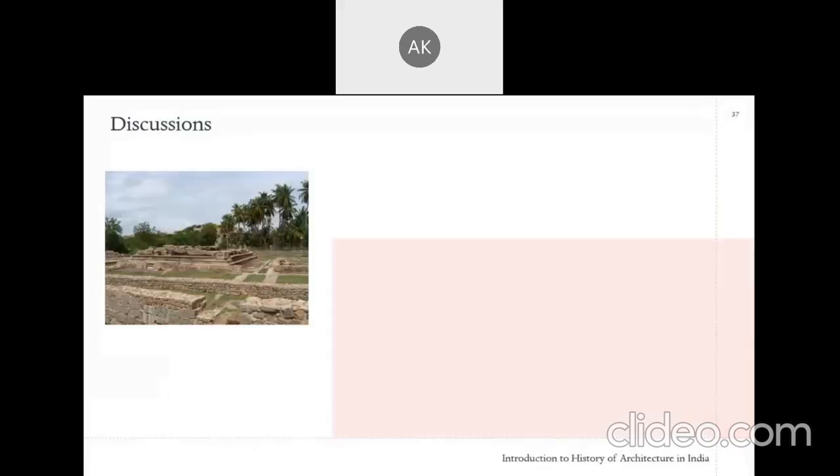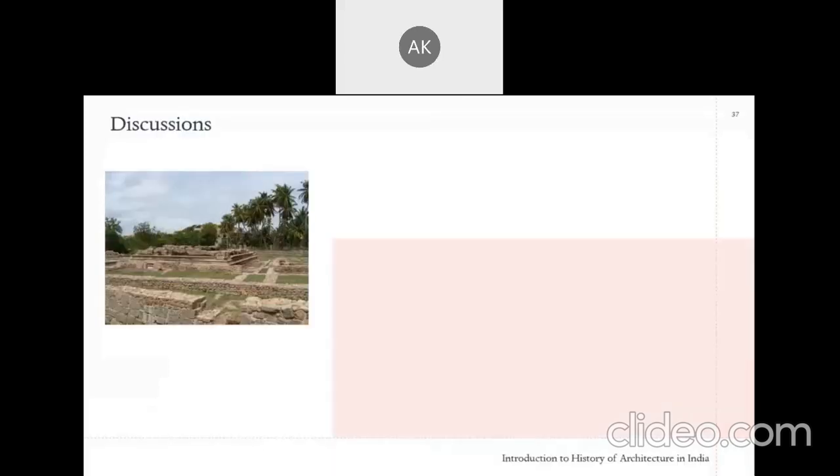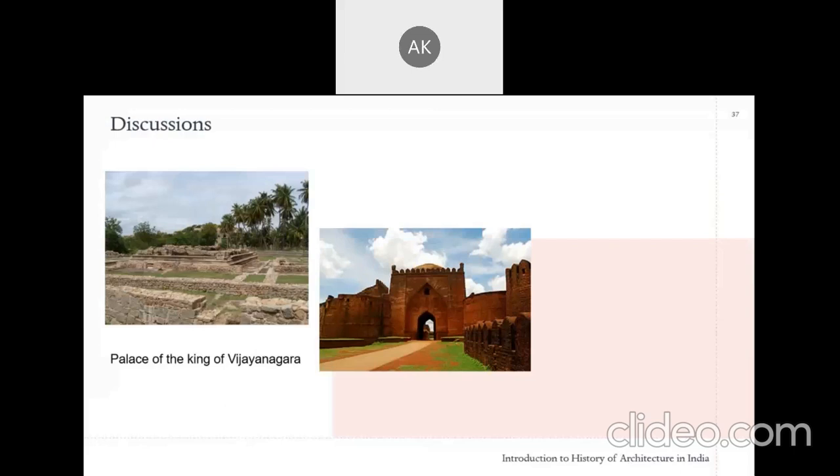Okay, what about this? Again, these are from the options of the previous question: the Palace of the King of Vijayanagar, Fort of Bidar, or Jami Mosque of Bijapur. Okay, so these are the ruins of the palace of the king of Vijayanagar. Again, the other option.